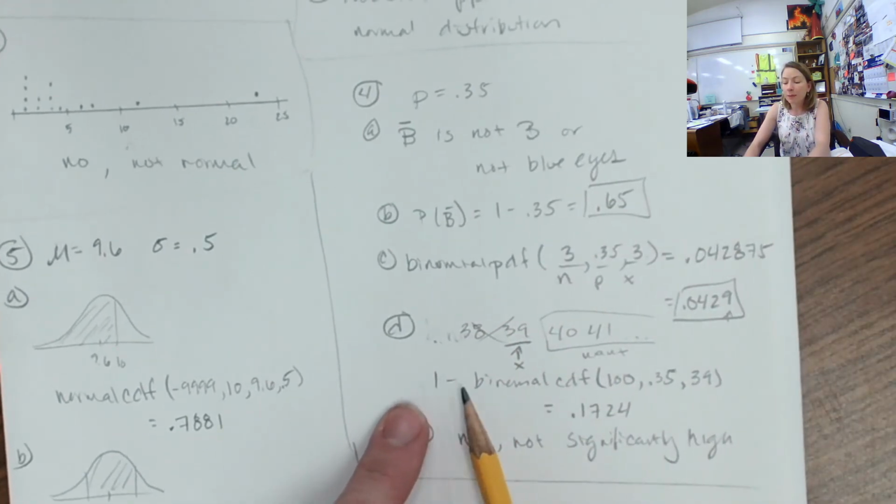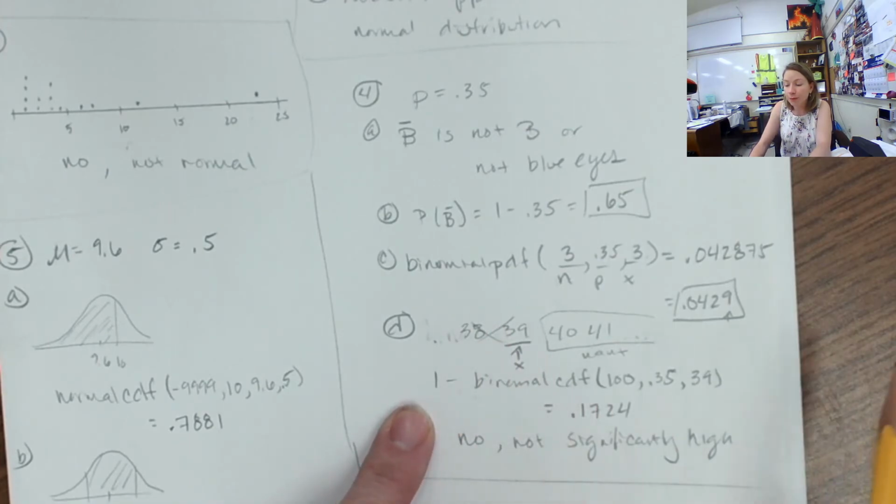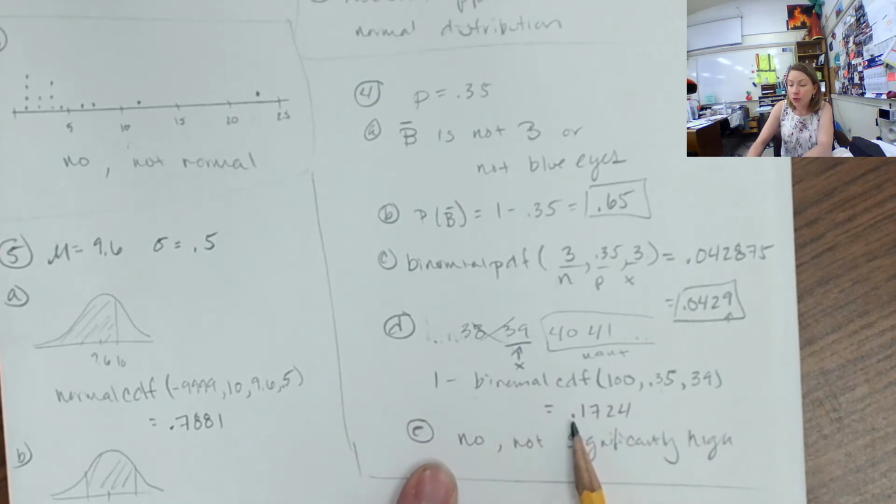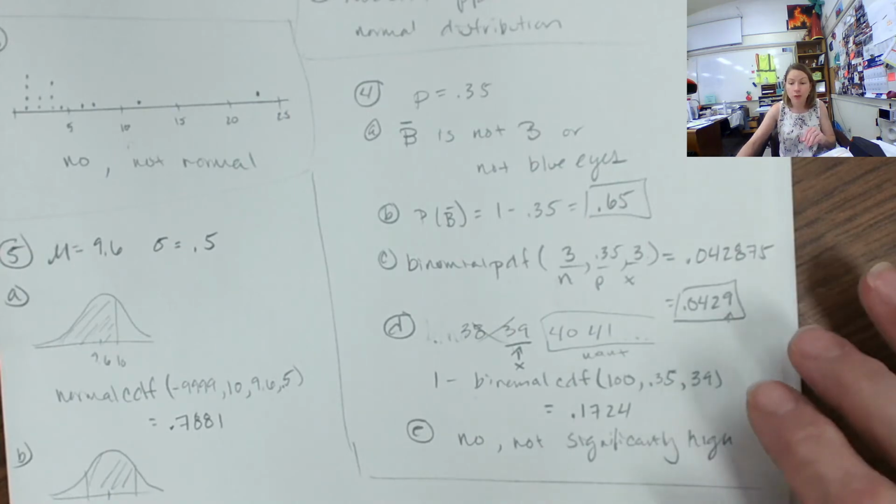So I'm going to take 1 minus this probability right here, which is binomial CDF of 100 is my N, 0.35 is P, and then 39 is my cutoff point for the stuff that I don't want, right? And so I get 1.1724, and that's not significantly high. Remember, if it was a high value, then I would be looking at a probability that's going to be less than 5, right? 5% is that cutoff point for significant values.